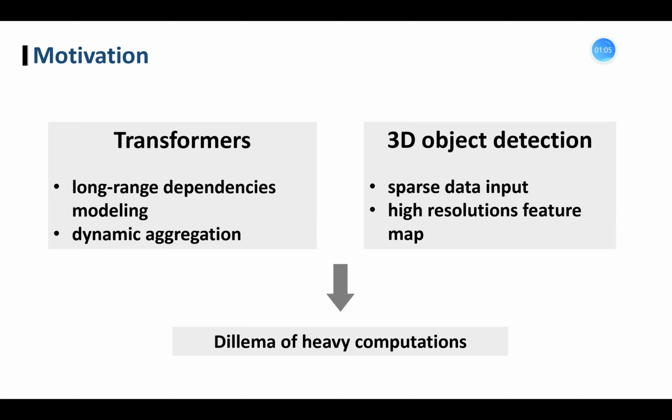Owing to long-range dependencies and dynamic aggregation, there has appeared an influx of transformers in natural language processing and computer vision. However, regarding the usage in 3D object detection, it is unrealistic for transformers to operate on the sparse feature map with the high resolutions. Thus, to avoid the dilemma of heavy computations, it is significant to make transformer efficient.